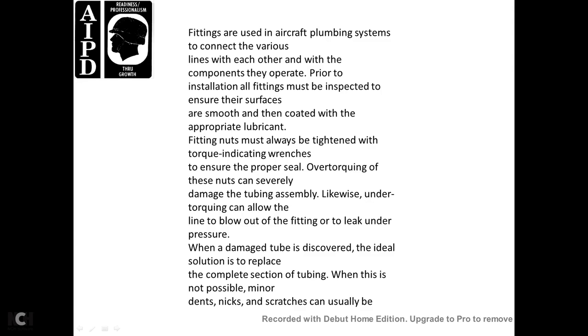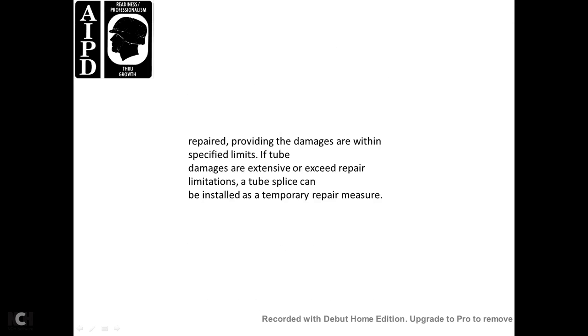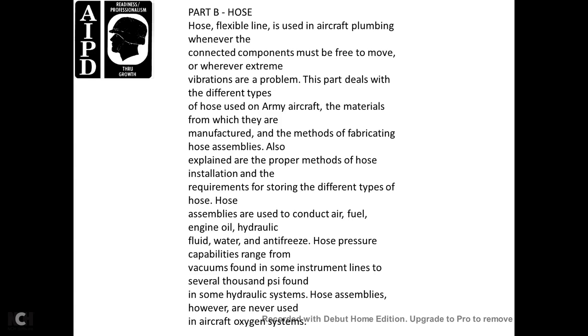When damage to the tube is discovered, the ideal solution is to replace the complete section of the tubing. When this is not possible, minor dents, nicks, and scratches can usually be repaired if the damage is within a specified limit. If the tube damage is extensive and exceeds repair limitations, a tube splice can be installed as a temporary repair measure. Part B, hoses.